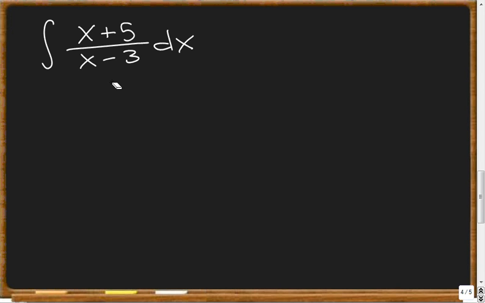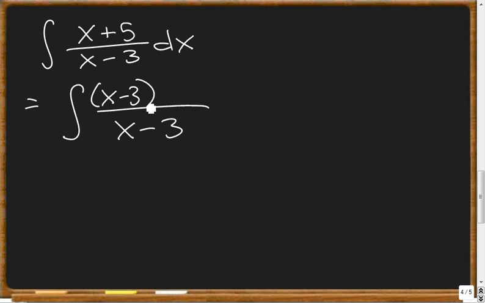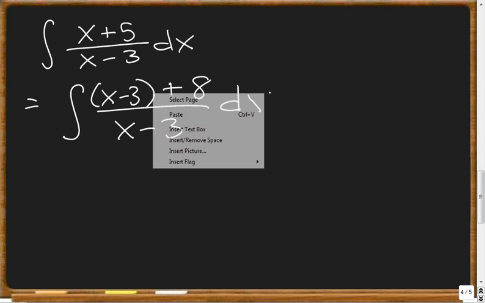Let's think about this like this. What if I had x minus 3 in the denominator? And let's say I had an x minus 3 up here. Well, what would I have to add or subtract in order to make x plus 5? In order to make an x plus 5, I'm going to have to add 8. If this is the same thing, I've rewritten this in this way to help myself out.